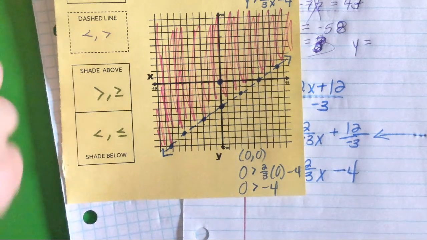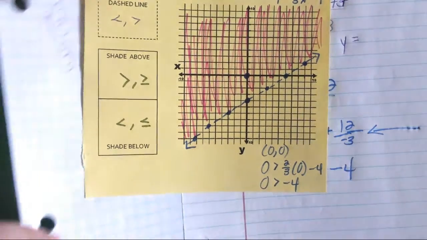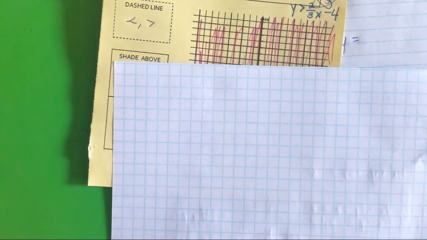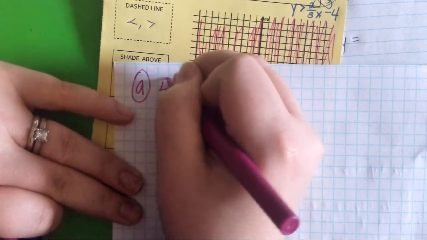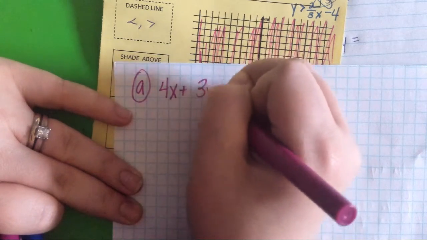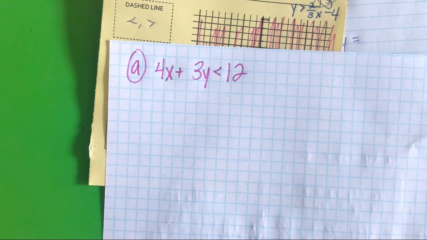We're going to do first, I need to get my own graph paper. First, we're going to graph 4x plus 3y is less than 12. That's our first example, or our first one that's on the handout.